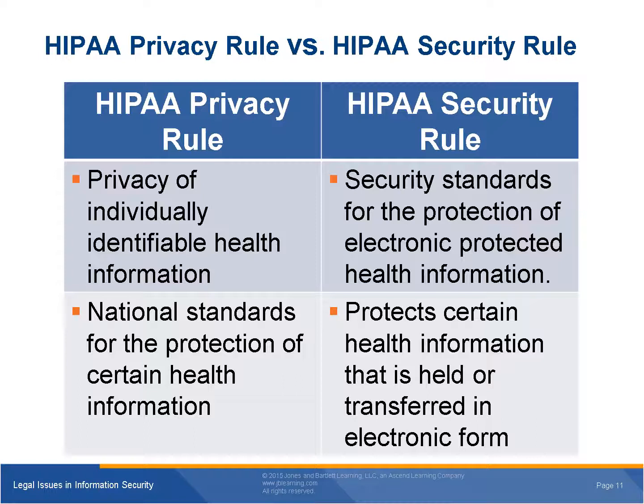The security rule allows covered entities flexibility to create their overall security programs. The rule doesn't require covered entities to use specific types of technologies to create their program. Covered entities must think about the size and complexity of the entity, its technical infrastructure, hardware and software security resources, the cost of security measures, and the potential risks to electronic protected health information.